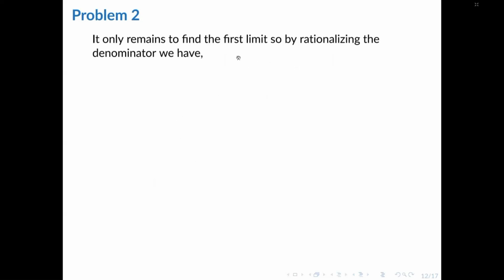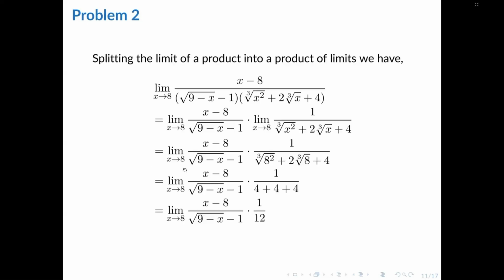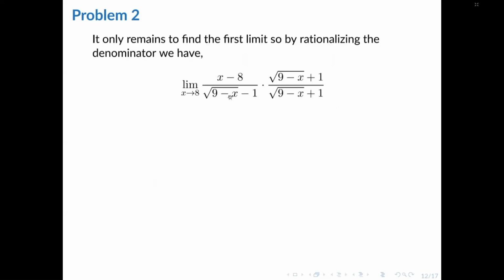So to find the limit of the original function, we will need to find the limit of the first function in this product. So we will again rationalize the denominator to get the limit of x minus 8 multiplied by the square root of 9 minus x plus 1 all over 9 minus x minus 1. So we will just multiply the numerator and the denominators.